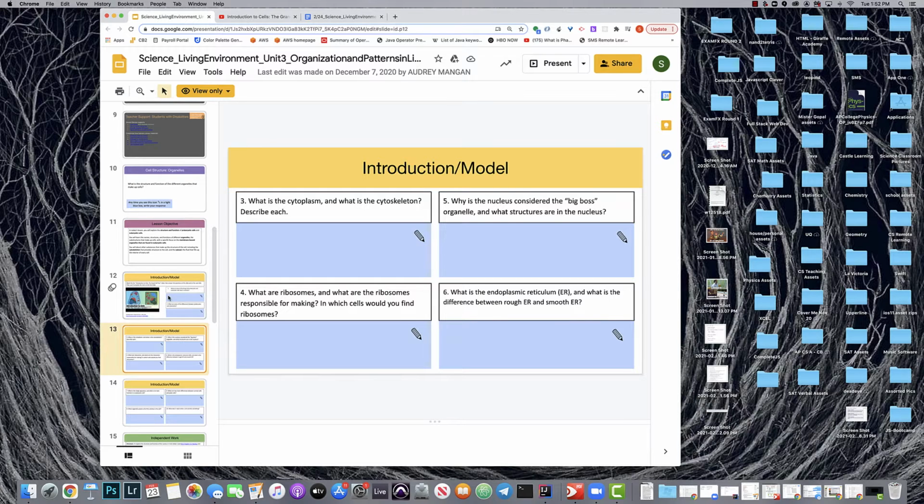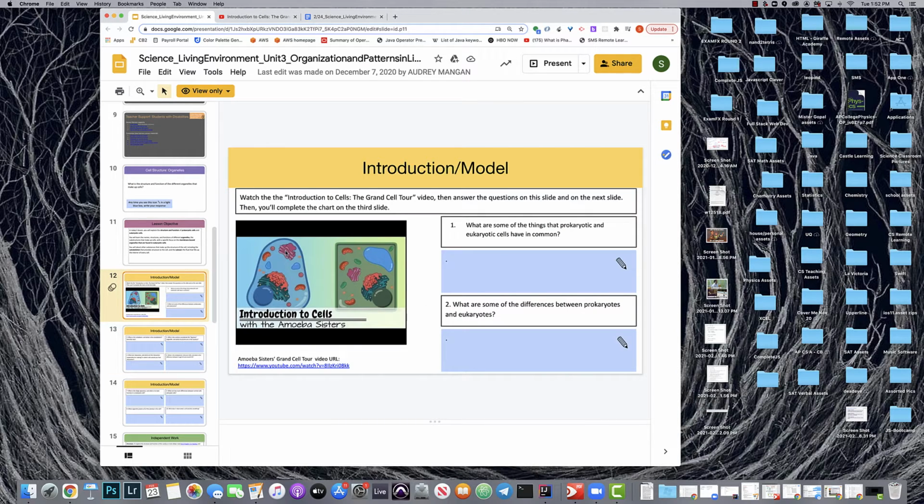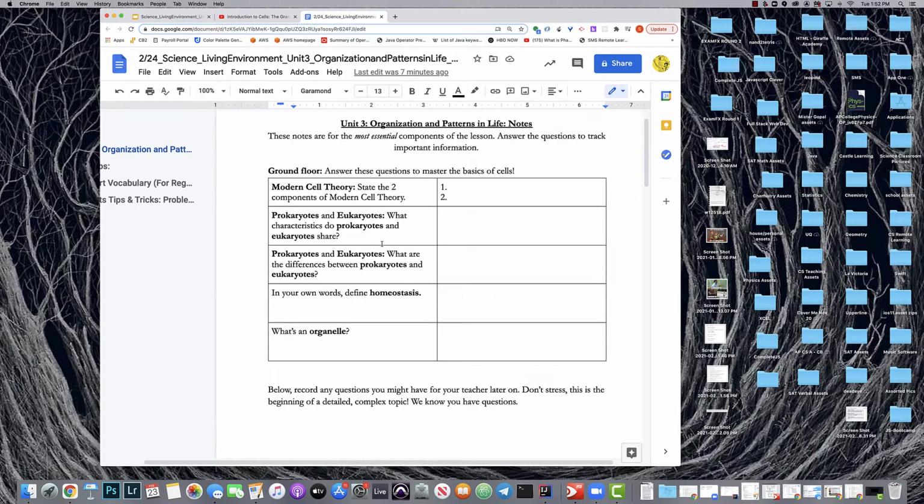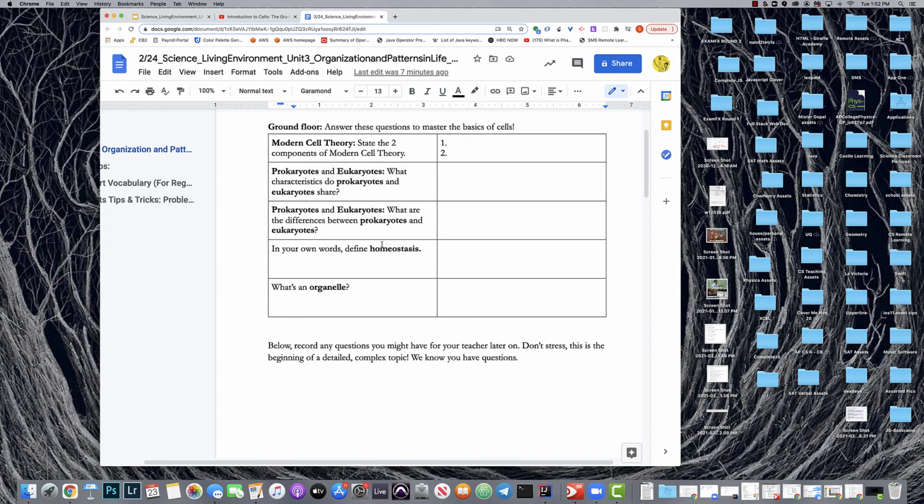And so after looking at this and also watching the Amoeba Sisters video, my first resource for you to use is a handy set of guided notes. What I tried to do in my ground floor section here is take you through what I call mastering the basics of cells. We do need to fill in modern cell theory. We do need to get a handle on the difference between prokaryotic and eukaryotic cells. And specifically, we need to get a handle on the fact that they do share certain characteristics, but the differences are important and crucial to remember.